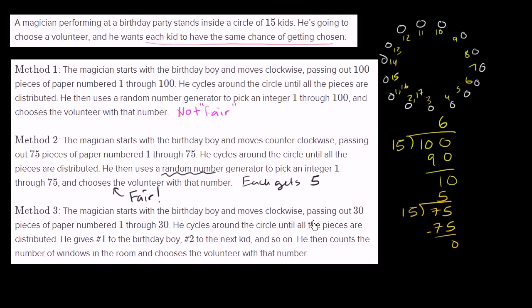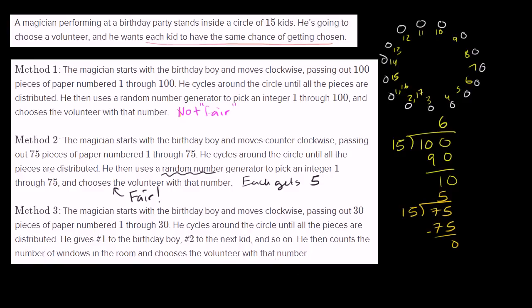He cycles around the circle until all the pieces are distributed, fair? So everyone gets 2 pieces. He gives number 1 to the birthday boy, number 2 to the next kid, and so on. So that all seems reasonable, kind of consistent with method 2, except now instead of 75, it's 30. And obviously 75 was overkill. Even here, this is overkill. He just really needs 15 pieces of paper. And he then counts the number of windows in the room and chooses the volunteer with that number.